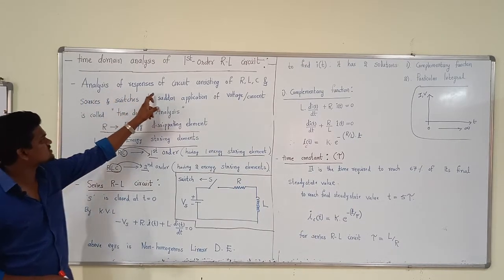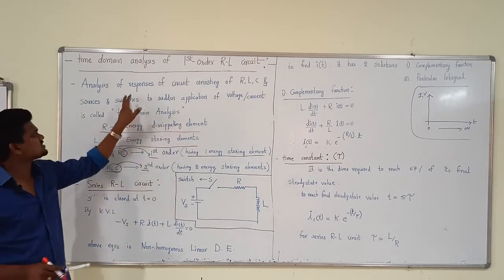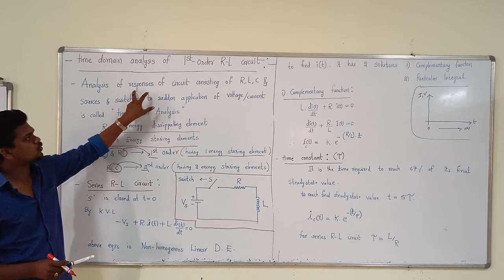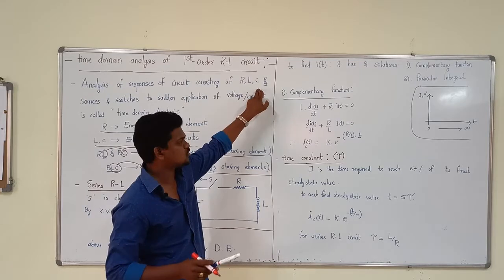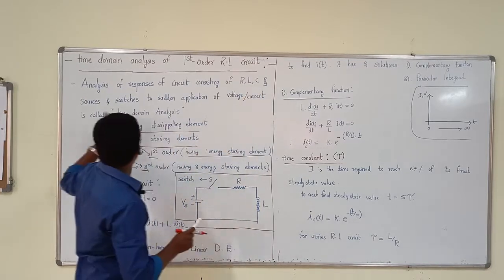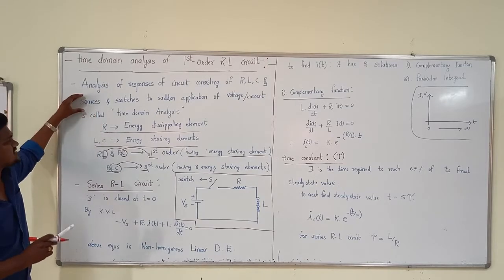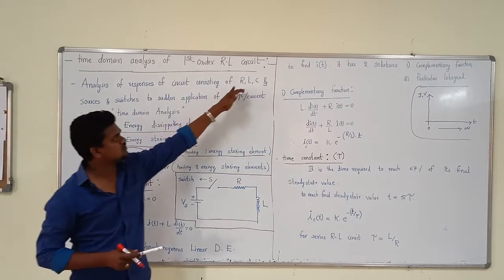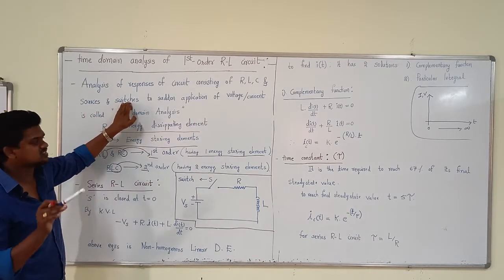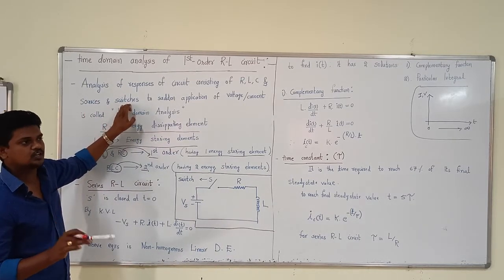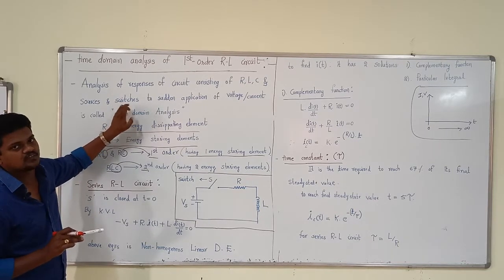Analysis of the responses of a circuit. Responses means output of a circuit consisting of RLC. The circuit is a combination of resistor, inductor and capacitor and sources. Sources means we have voltage sources and current sources. That means a circuit consisting of passive elements with the sources and switches. The circuit also consists of switches. Switch means if you turn on the switch, the circuit current will pass. If you turn off the switch, current will stop.